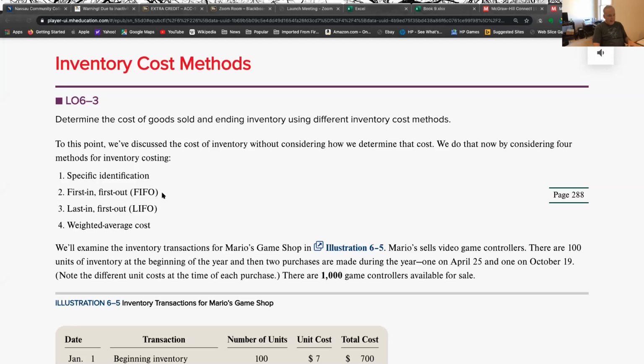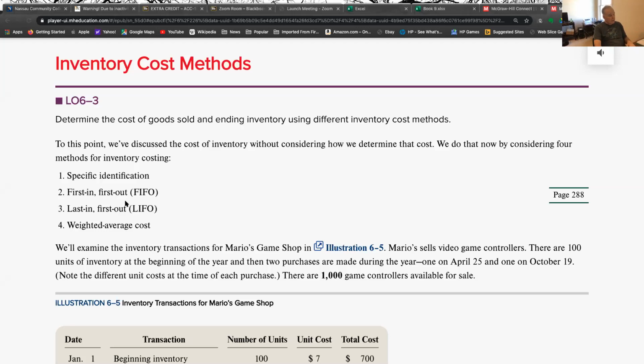It wasn't created out of something that made that much sense. It was to save money in income tax. That was the main reason it was created, all right? Because under last in, first out, you usually get the higher cost of goods sold. And if you have the higher cost of goods sold, you have the lower profit. And if you have the lower profit, you pay less taxes. So last in, first out was basically created for tax reasons.